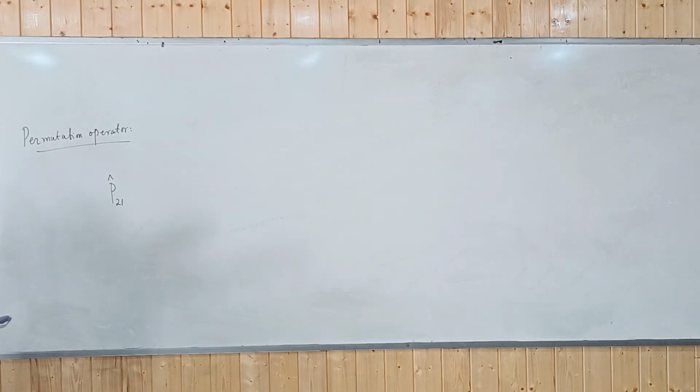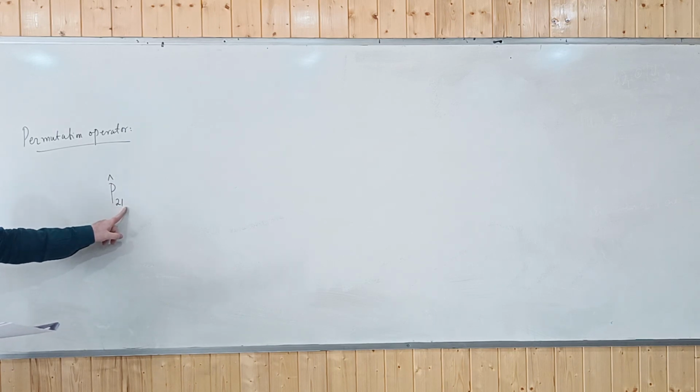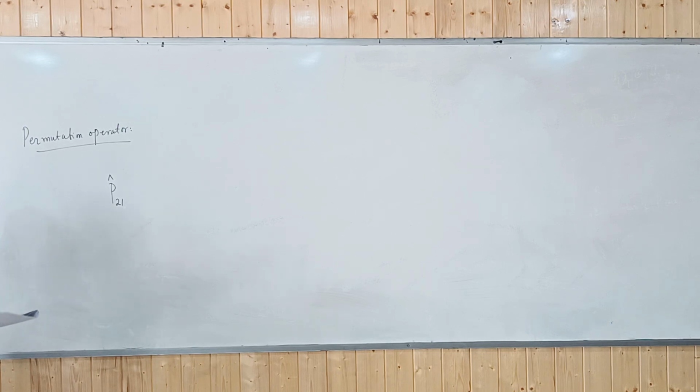So I'm considering here a two-particle system, labeled by, let's say, 1 and 2. Clear? So this is an operator which simply permutes 1 and 2. It means that at position 1, you put the state of particle 2, and at position 2, you put the state 1. Clear? So this is the notation.